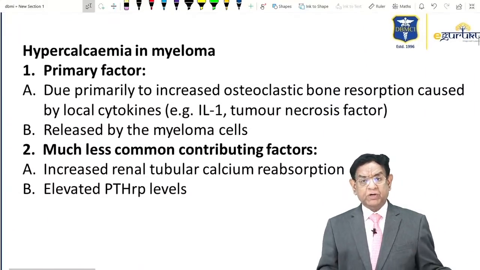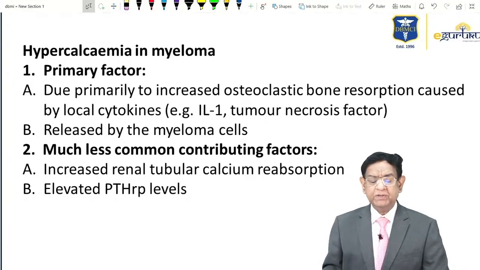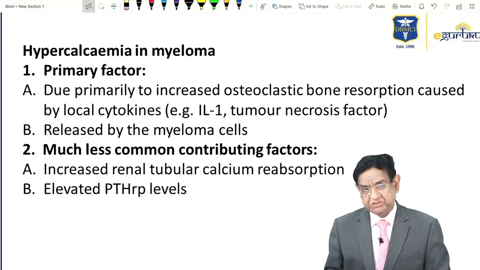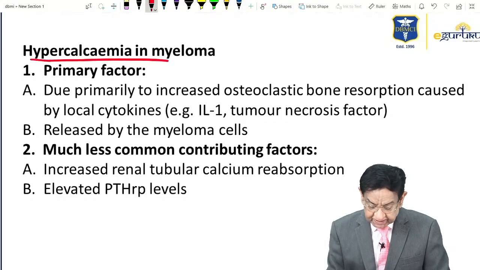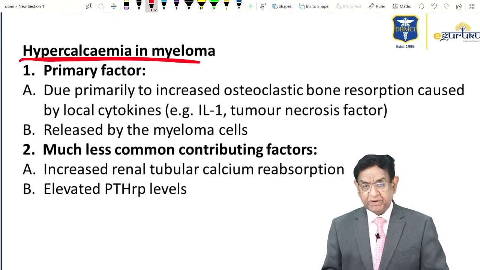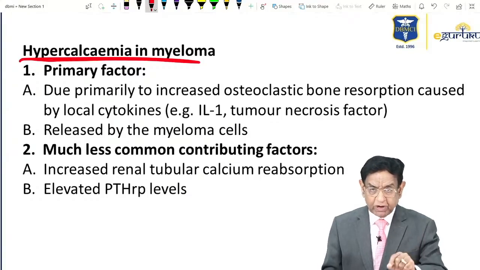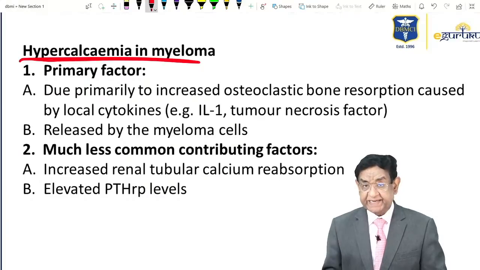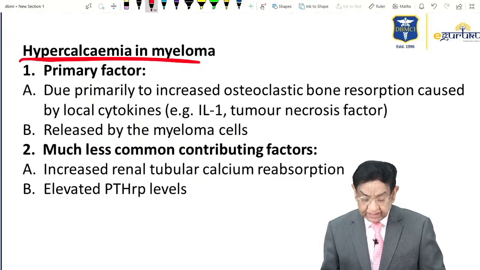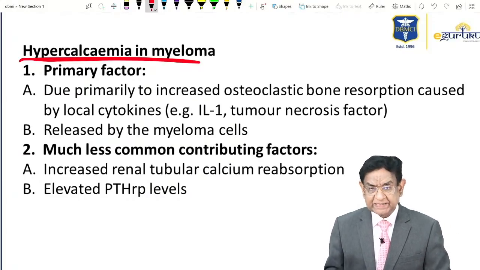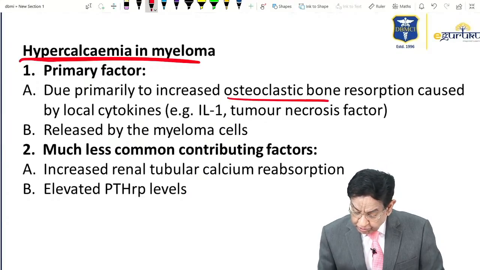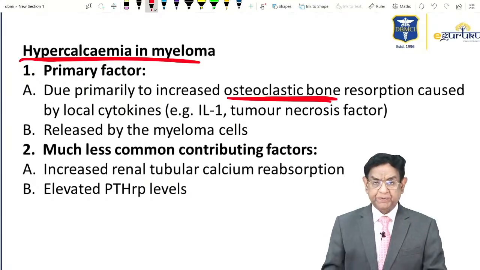So we got about radiology, immunology, pathology. Now let's talk about biochemistry. Hypercalcemia occurs in patients of multiple myeloma, and we will correlate this biochemistry with the pathophysiology also. Let us integrate these two. Now why does this hypercalcemia occur? Due to increased osteoclastic bone resorption.